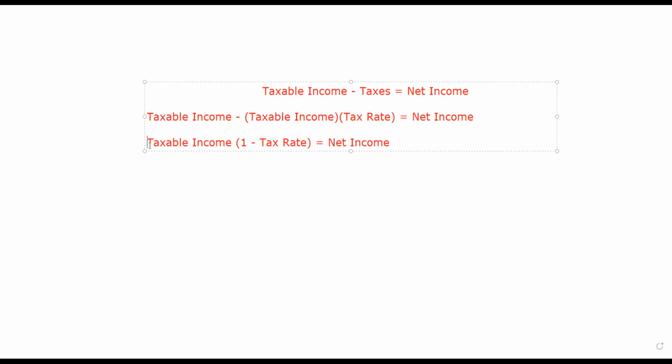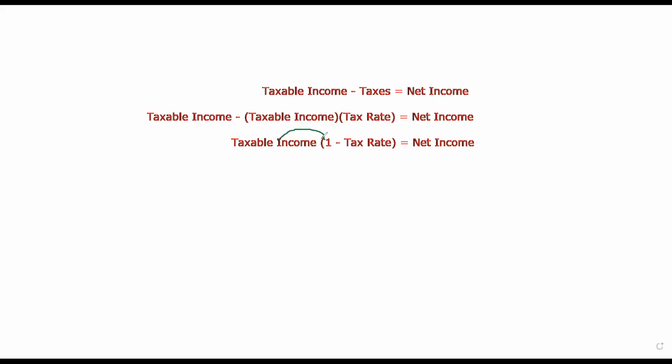Okay, why am I able to write this? Because when you want to expand from here, you see taxable income times 1 equals taxable income. Taxable income times tax rate equals taxable income times tax rate. The next component over here, the maths. So that's how I derive this equation.